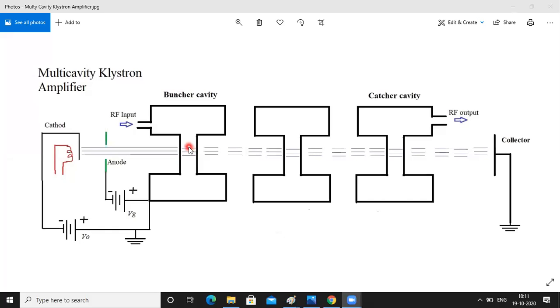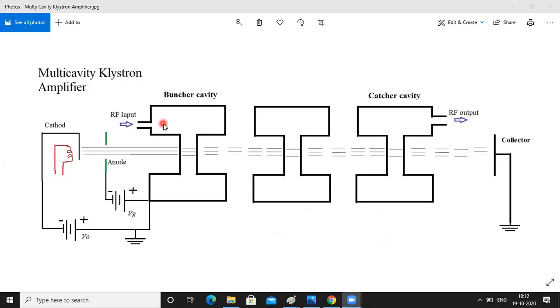How does it take place? The electrons coming from the end, the late electrons, have their velocity increased. The early electrons, those coming in the first batch, have their velocity decreased, and the middle electrons keep the same velocity. Due to that, they come together and form a bunch. So this bunching process takes place, and this is the buncher cavity. And what is this?